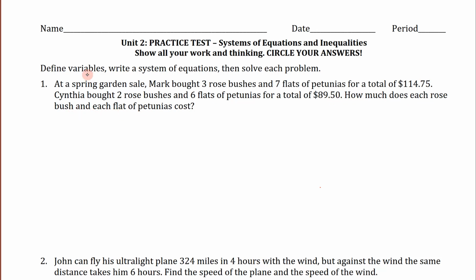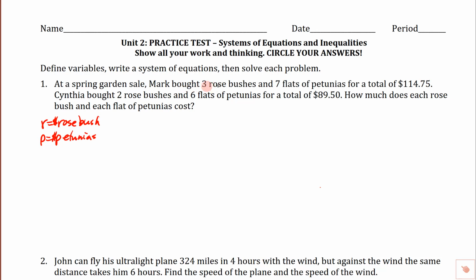So the first thing we want to do is define some variables. If you want to use X and Y, that's totally okay. Let's go ahead and use R for the cost of a rose bush, and P is going to be the petunias. I'm going to put a dollar symbol right in front of each one so we can tell that we're talking about money.